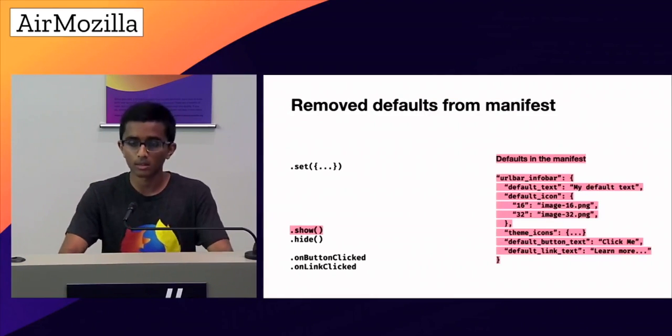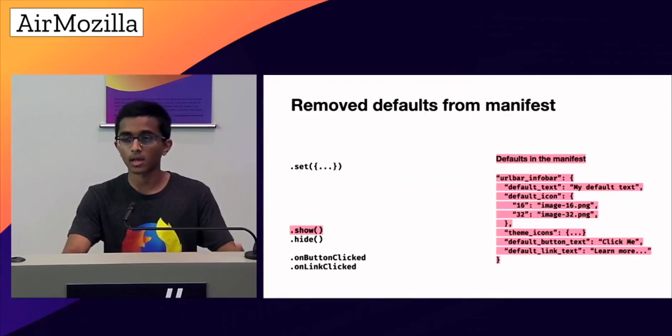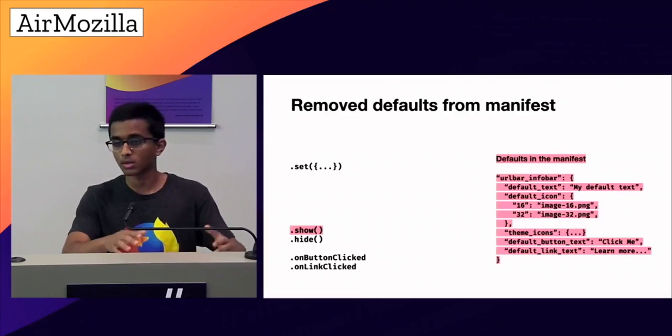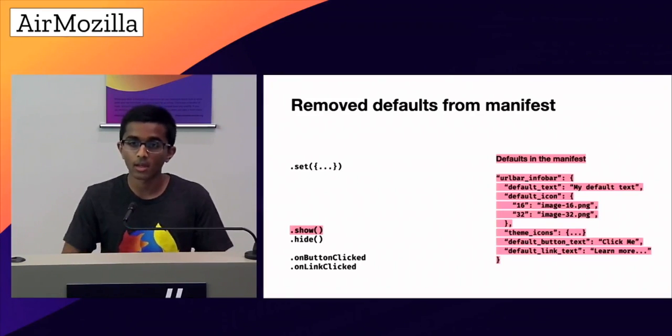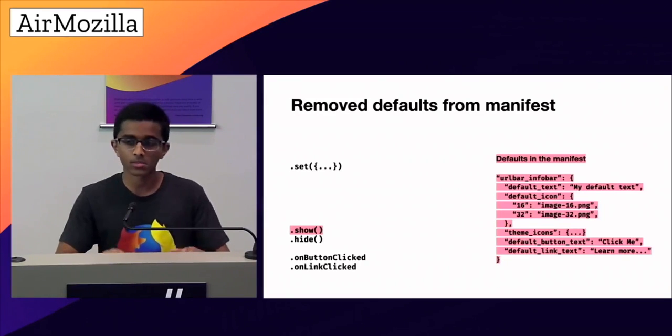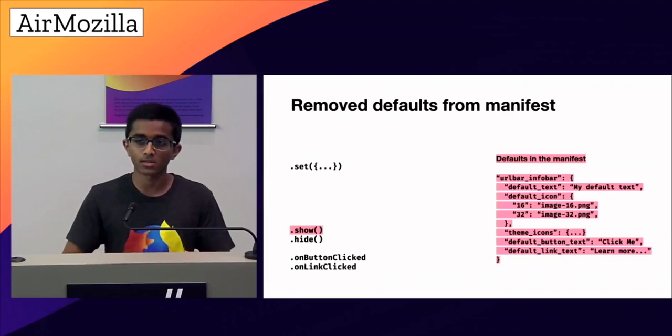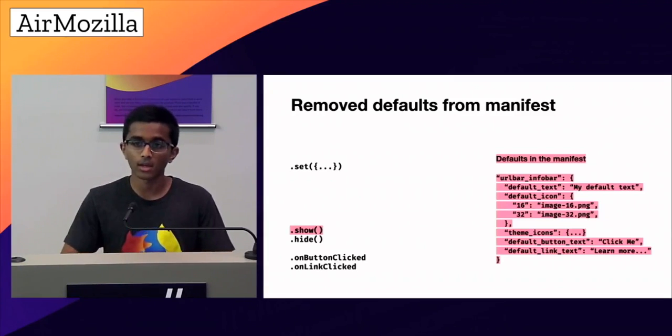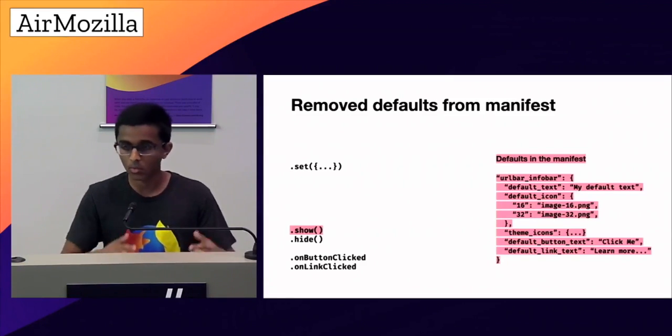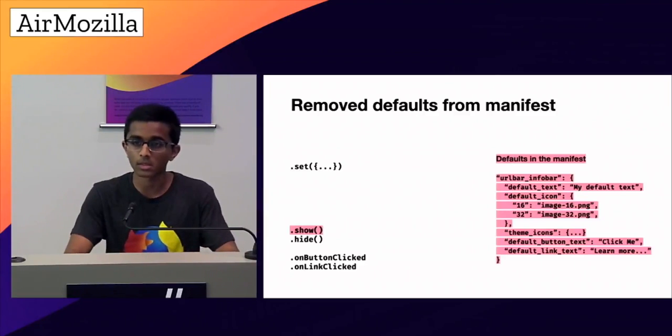We used to have defaults in the manifest. The developer could specify the text, the icon, and the links, or the button text and the link text, in the web extension's manifest, which is the file that contains some of the metadata for the extension, like the title of the web extension and the 1.0 or 2.0 version of the web extension.